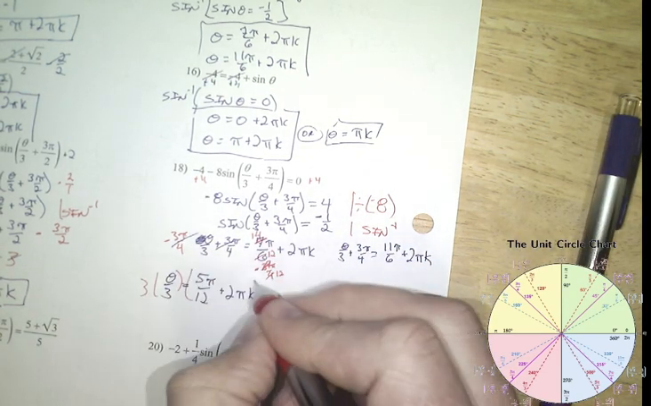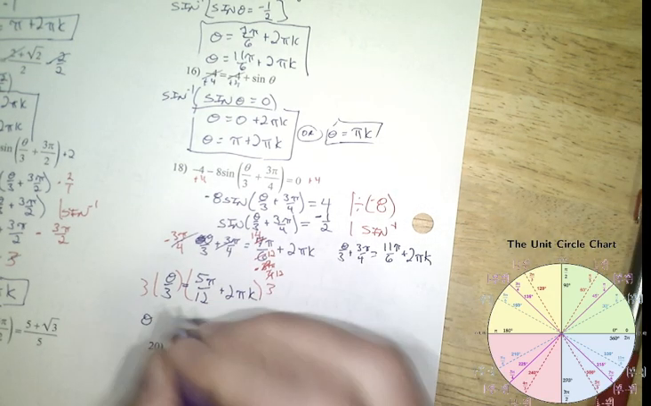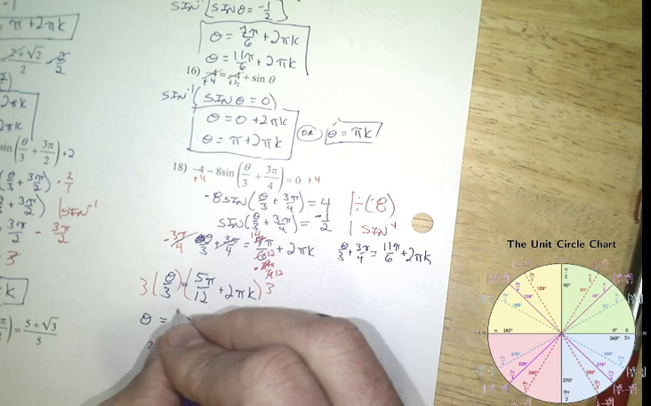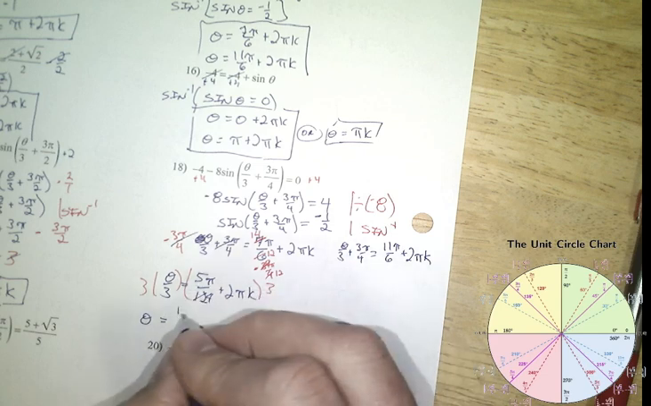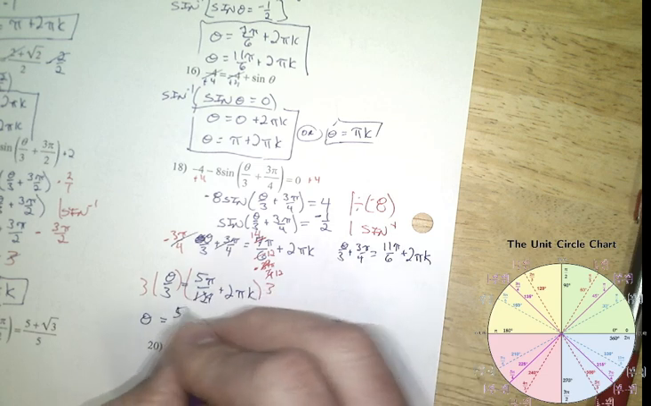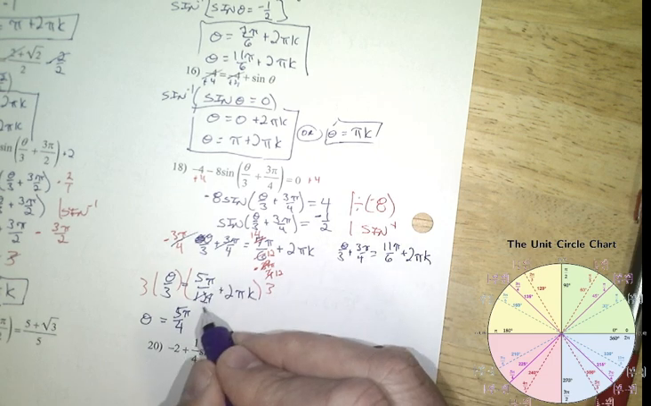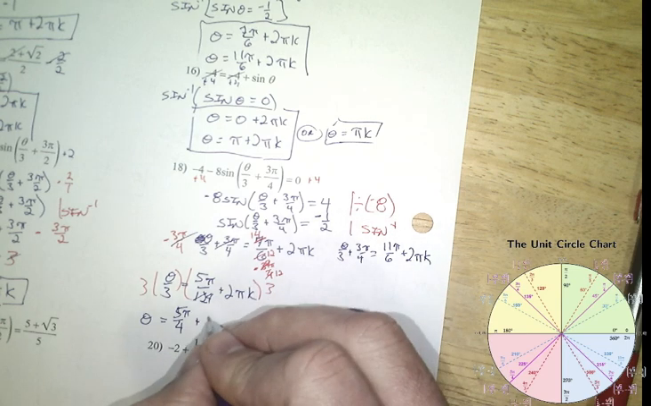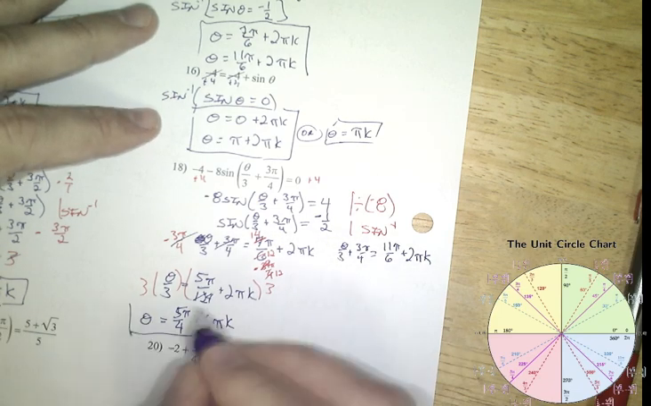And then we can multiply both sides by 3. And option number 1, or case number 1, is going to be, so that would be a 4. And so we would get 5 pi over 4. So 5 pi over 12 times 3 is 15 pi over 12, which reduces to 5 pi over 4 plus 6 pi k. That's solution number 1.